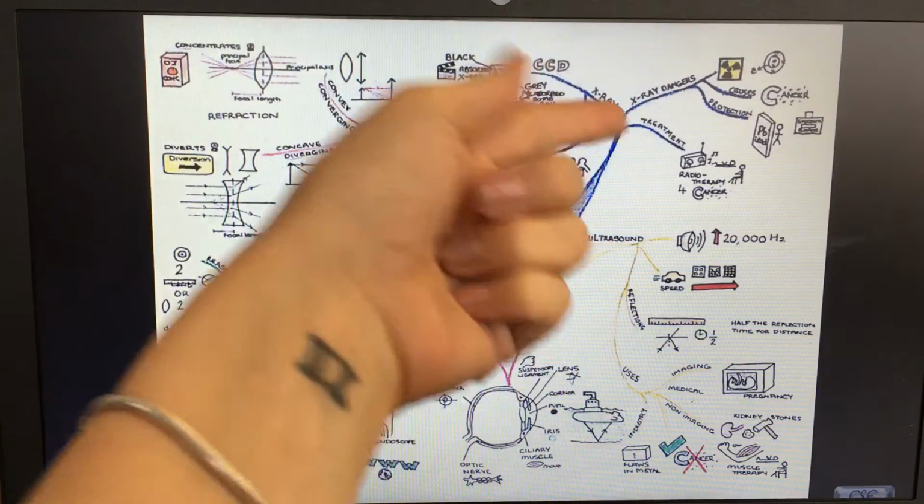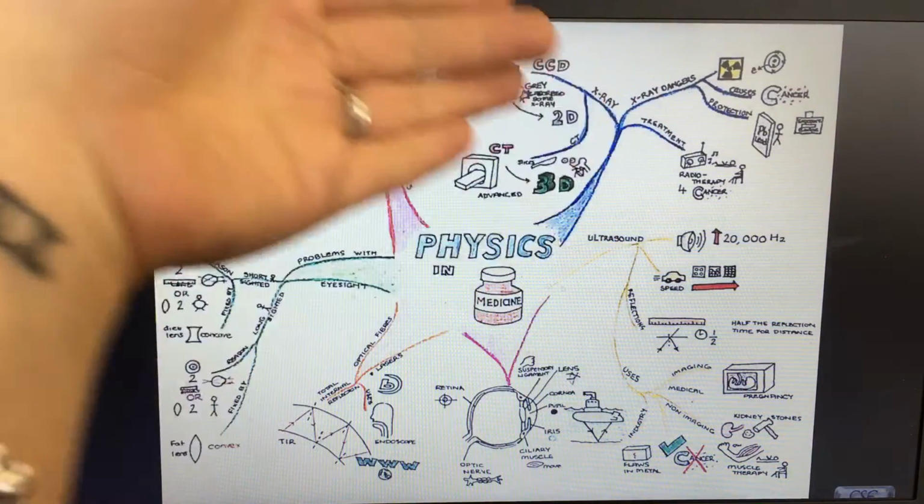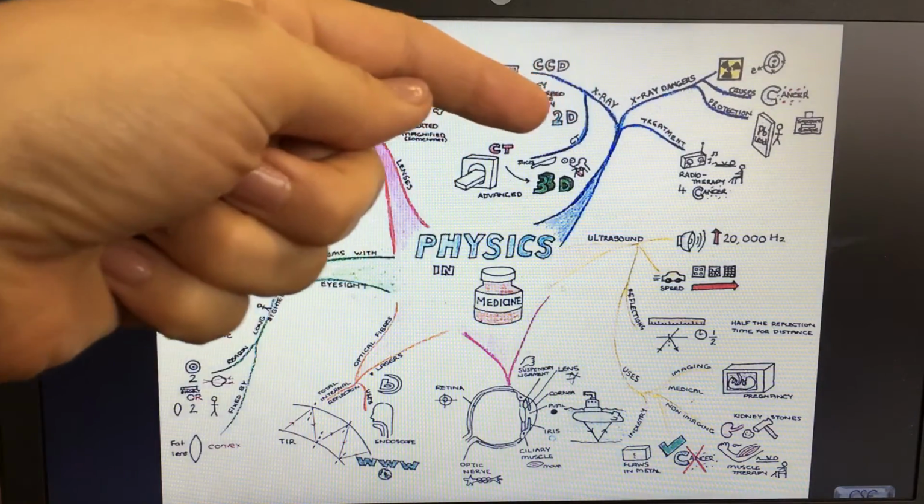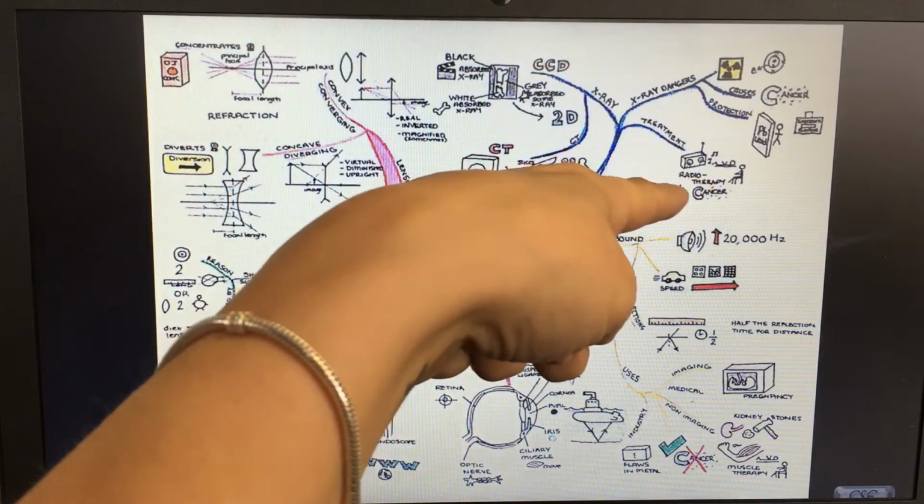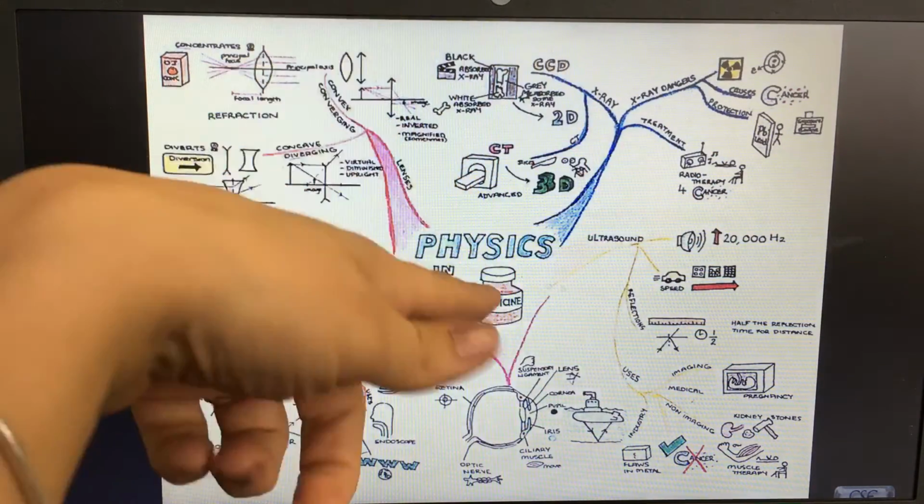It can actually be used for treatment, radiotherapy. People don't know this much. It's not just gamma that's used for treatment. You can use X-rays, so radiotherapy for cancer.